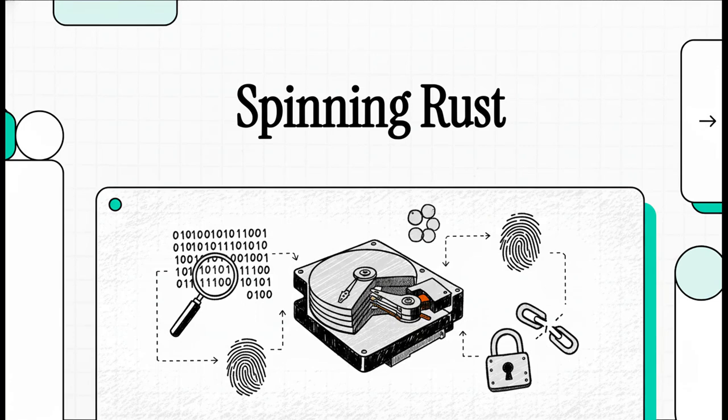Hello and welcome. Today we're going full-on digital detective. We're about to crack open what's affectionately known as spinning rust. Yup, the classic hard drive. To learn the secret language that's being written on it every single second.